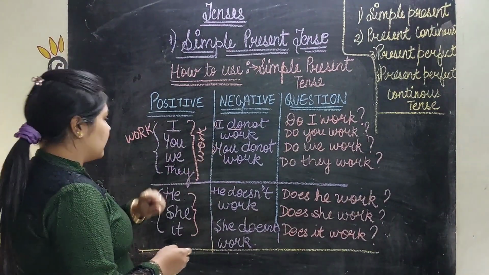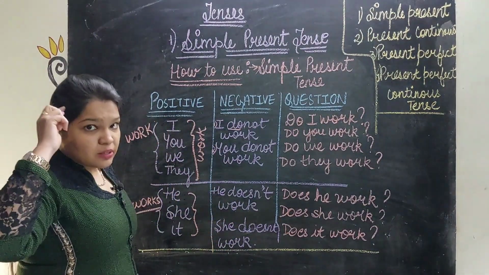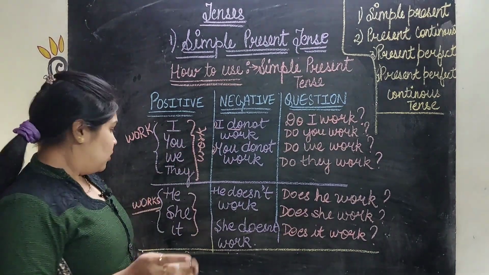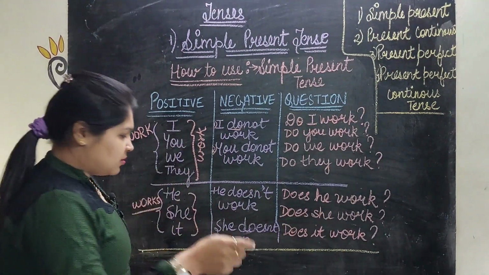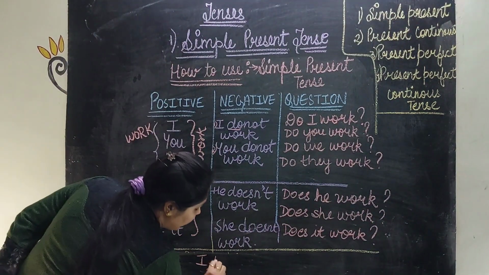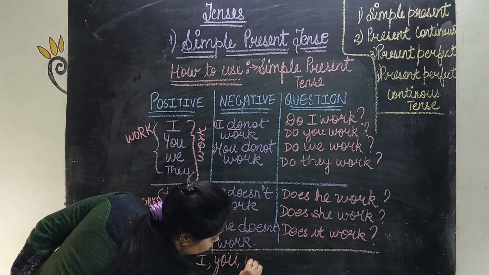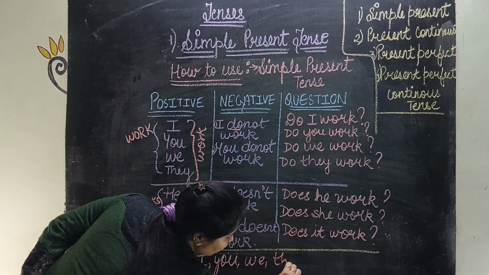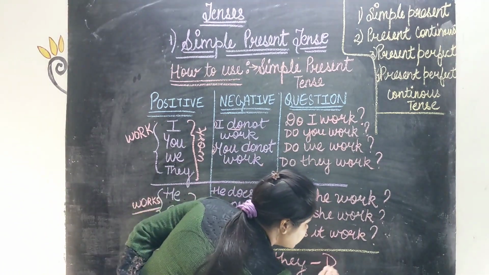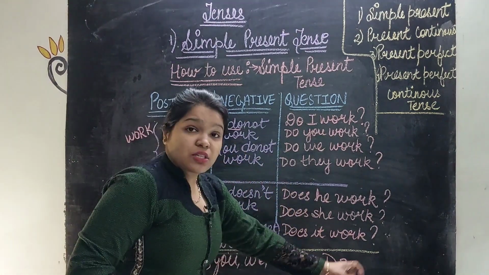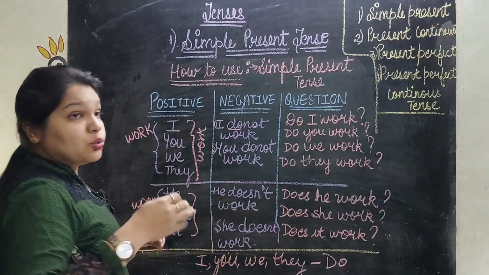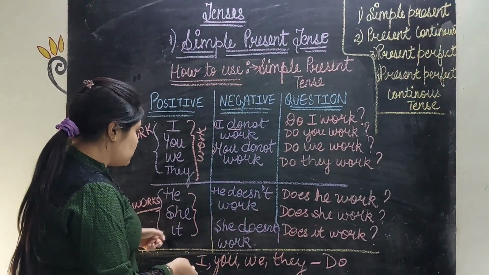First rule, just take a note in your mind. I, you, we, they do. He, she, it does. I'll write it for you so that you won't forget it. I, you, we, they, what will you use? Do. Always. Just keep all these notes in your mind so that you can use them at some other time also.